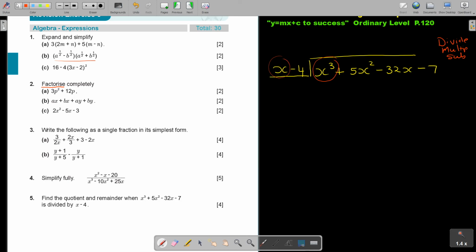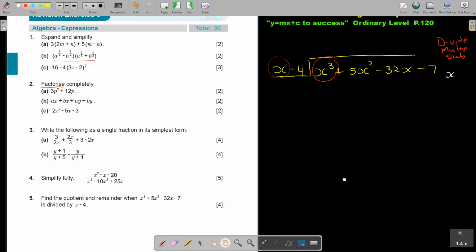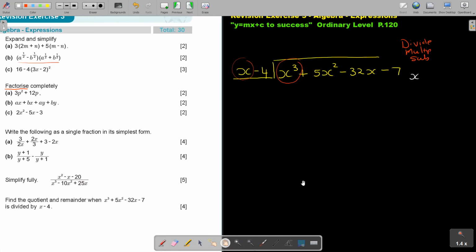And you can write it here on the side. My space is not enough. Okay, so you can say x cubed divided by x, and that will be x squared. And then you write that x squared there on top.